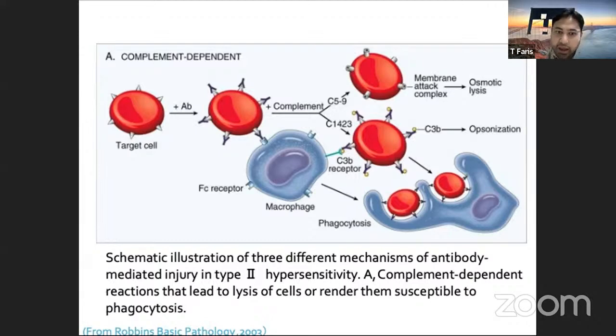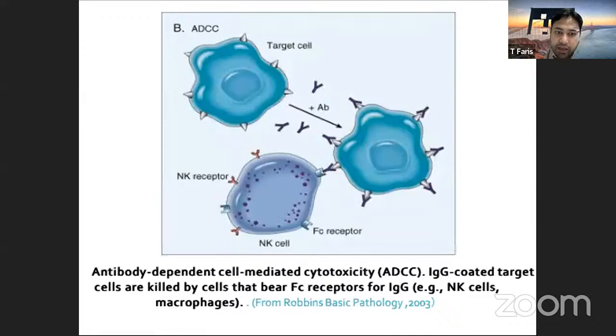Other than that, we have ADCC, the antibody-dependent cell-mediated cytotoxicity. IgG-coated target cells are killed by cells that bear the Fc receptor for IgG, for example natural killer cells, NK cells, and also macrophages. This is another clever system for our immune cells. For example, here we focus on the NK cells, natural killer cells, and how they can detect the target cells and kill them immediately.